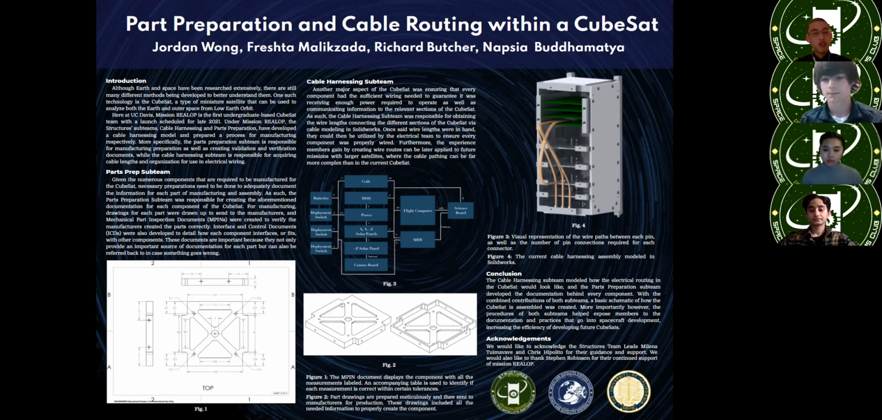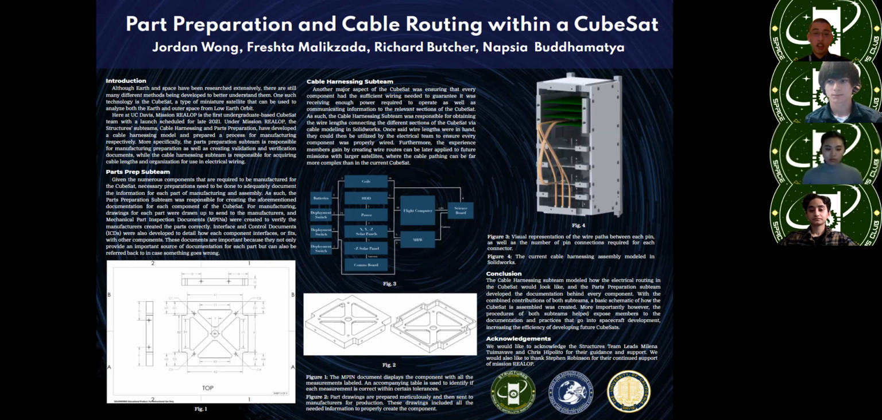Once the manufacturer makes the part using the part drawing and sends it back, we have documents called mechanical part inspection documents, or MPINs for short. These documents essentially act as a quality check to make sure the manufacturer made the part correctly.